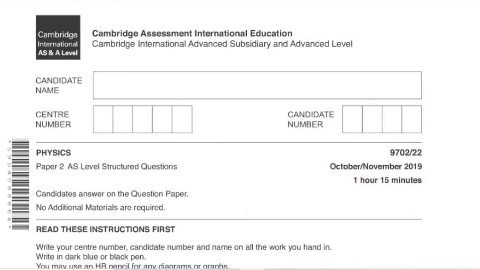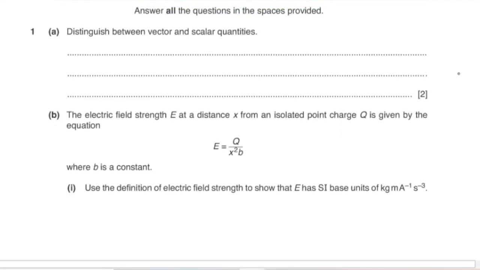Today I'll be solving Physics Paper 2 AS Level Structured Questions 9702 Paper 2 Variant 2 October-November 2019. Question number 1, Part A, distinguish between vector and scalar quantities.